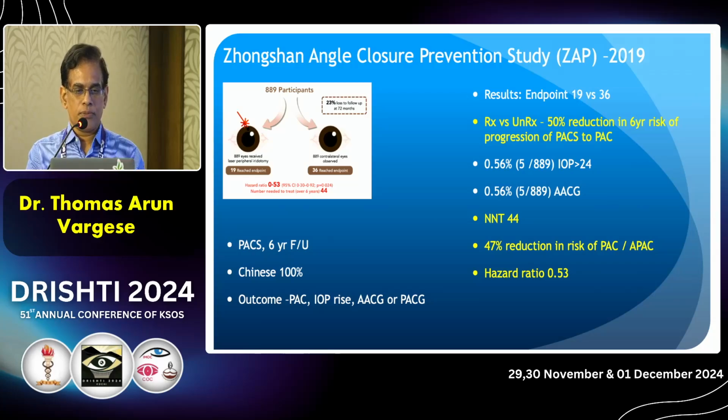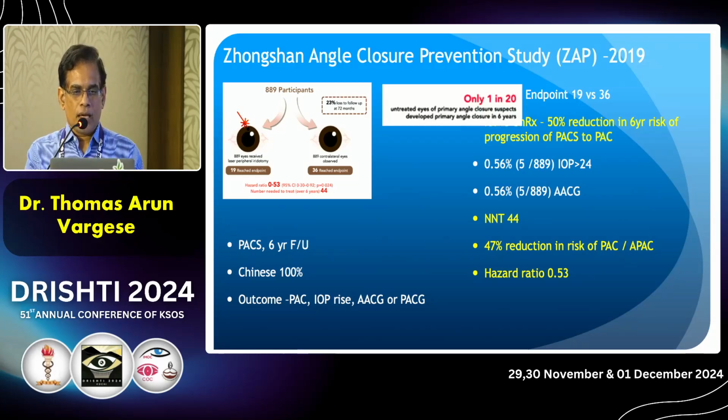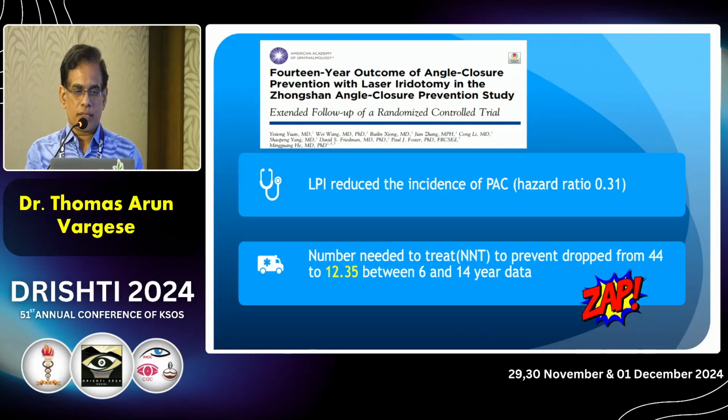Now, they did follow up these patients even further, and they came out with a 14-year result where the number needed to treat came down from 44 to 12.35. So in effect, you treat 12 patients to prevent angle closure in one patient. I think that is still justifiable. I feel even if you can prevent one angle closure, I think it is justified.